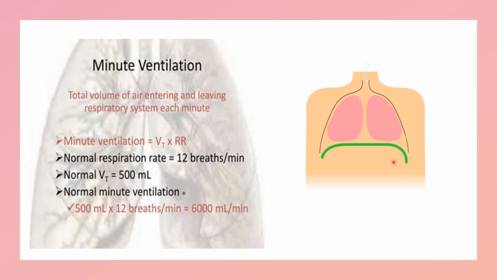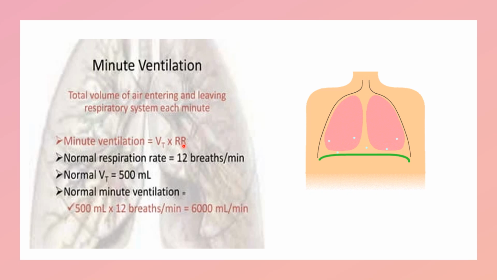So tidal volume, and in 1 minute, what is the rate of respiration? If we know these two things, that is the tidal volume and the respiratory rate, then for one breath we take the tidal volume, and in 1 minute if we take, say, 10 breaths, we can have the minute ventilation: tidal volume times the respiratory rate.